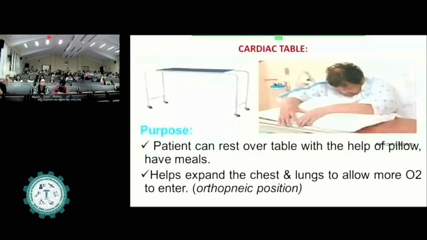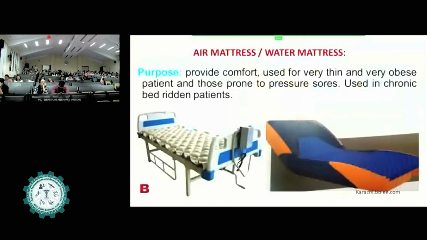And then in that position, it helps to expand the chest and lungs to allow more oxygen to enter. This position, which is seen in the screen, is known as orthopneic position. It is used for cardiac and respiratory patients having cardiac and respiratory problems. Now coming to air and water mattresses, it provides comfort, and it's used for very thin and very obese patients and those prone to pressure sores. It is also used for chronically ill patients.